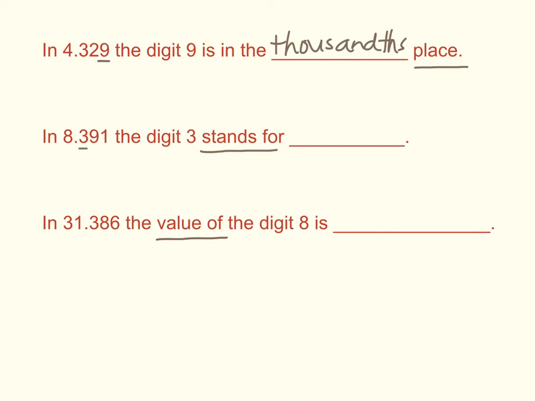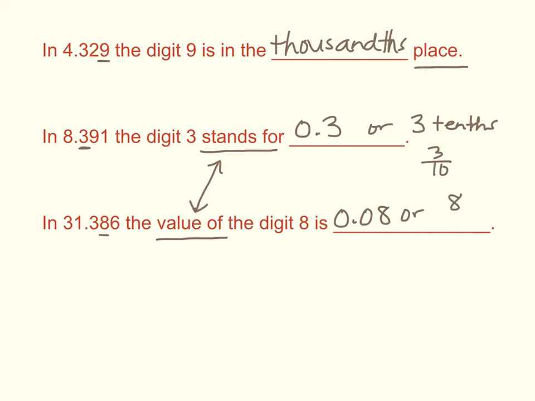The 3 right here stands for 3 tenths, so I can write that like this, or I can write 3/10. Or if you wanted to write it as a fraction, you could write 3/10. And the value of the digit 8, value of and stands for mean the same thing. So it's 8 what? It's 8 hundredths, or 8 over 100, or 8 hundredths. Just so long as you include the 8 in it when it's value of and stands for.